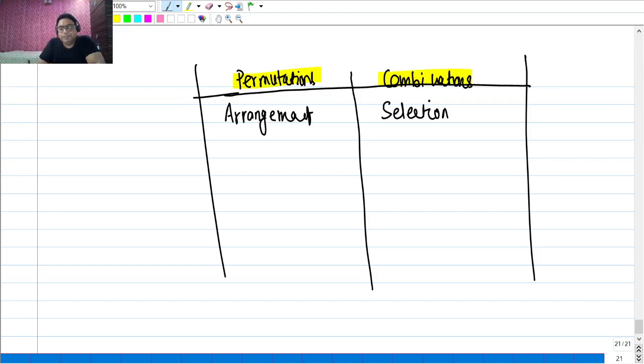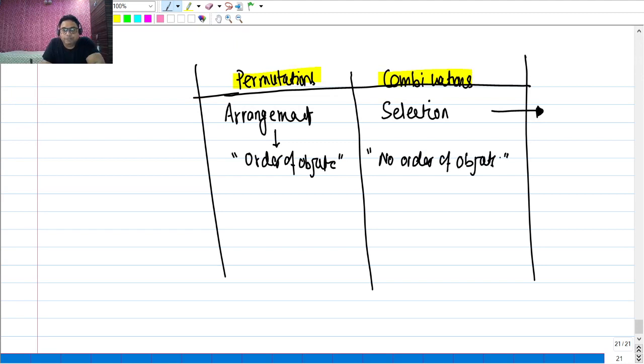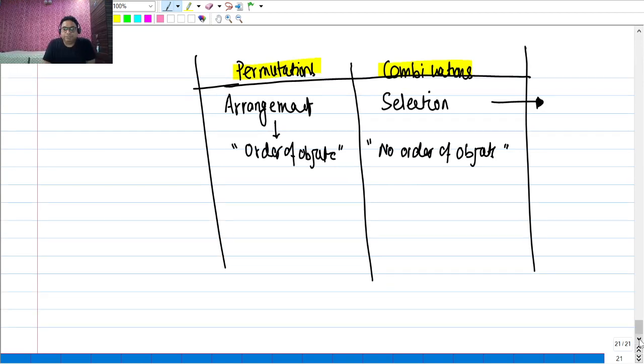Since our childhood we have been selecting, isn't it? Suppose you wanted to play cricket and you wanted to select a team. You selected a team without bothering how people are standing. Selection has no order. Arrangement is about order of objects. Selection has no order of objects. We don't bother about the order of the objects. There is a hell lot of difference, isn't it? So try to understand, I give you a beautiful example.